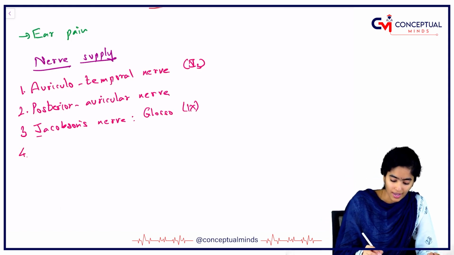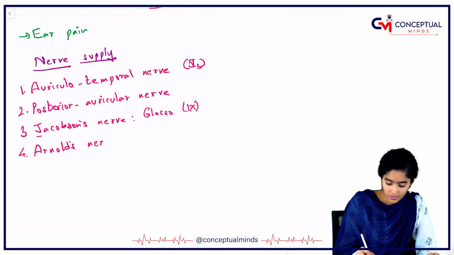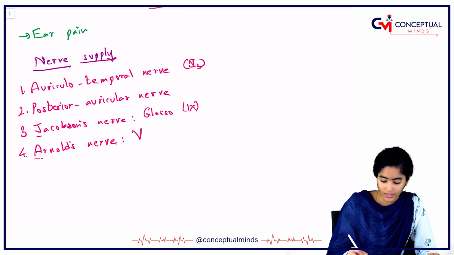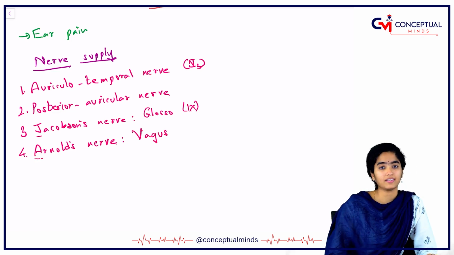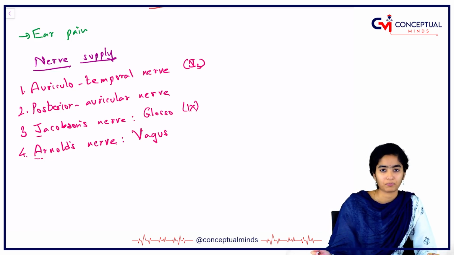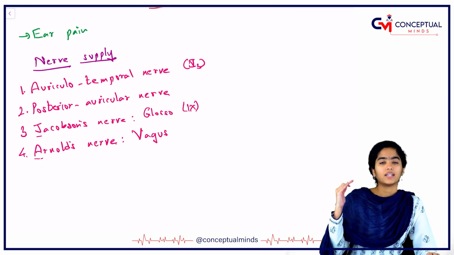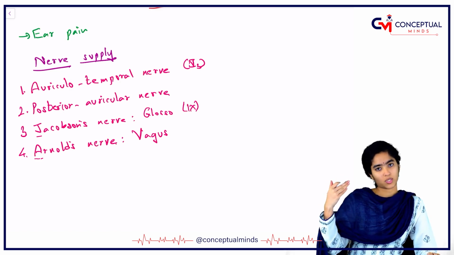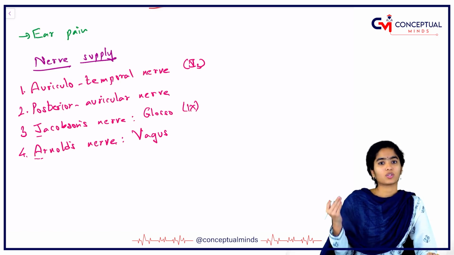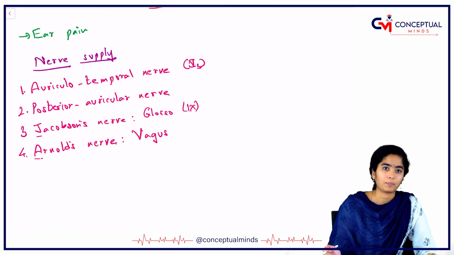And then we have Arnold's nerve. Arnold's nerve is a branch of, I told you to remember, reverse this A and you will get V. It's a branch of the 10th cranial nerve. It's called as the auricular branch of vagus. This supplies the inferior and posterior aspects of the external auditory canal, plus it supplies the concavity of the concha and the lateral surface of tympanic membrane.